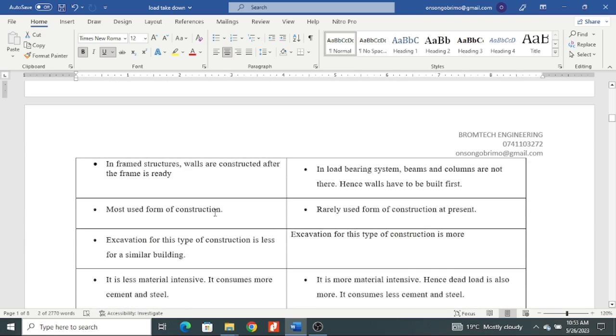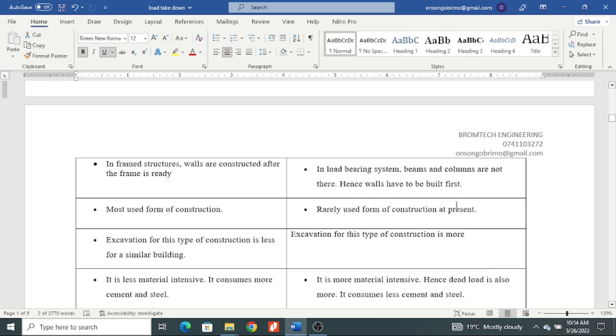Next, in frame structures, normally we construct the skeleton first, where you do the columns and then beams and then slabs, and then you do the walls later. But in load bearing systems, you have to do the walls from the foundation up. You cannot cast a slab and then do the walls later. No, you have to start with the walls and then you proceed upwards. Frame structures are the most used form of construction, more so for high-rise buildings, and load bearing structures are rarely used unless we are working with bungalows or mansionettes, or structures really whose load is not that very heavy.